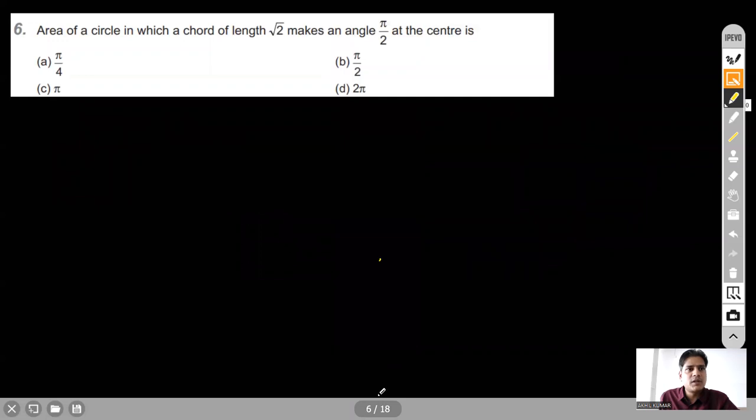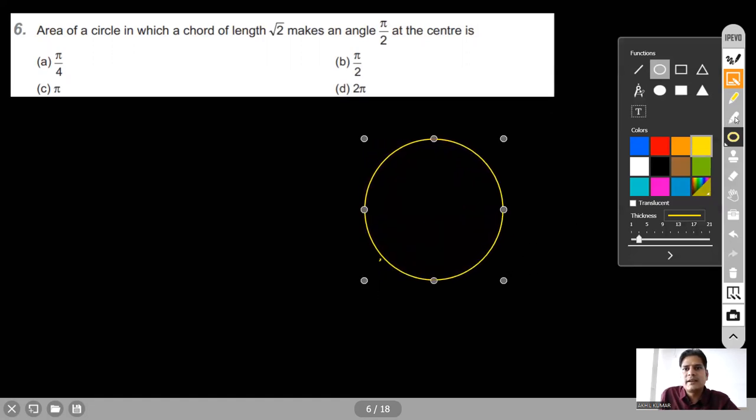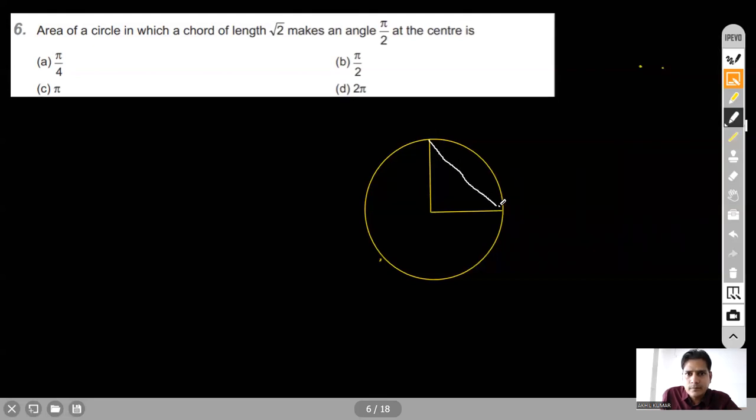Now, moving to the next question, question number 6. The area of a circle in which a chord of length root 2 makes an angle pi by 2 at the center. So one circle is there, and a chord is there which makes an angle pi by 2 at the center. This will be our required chord, and it is of length root 2.